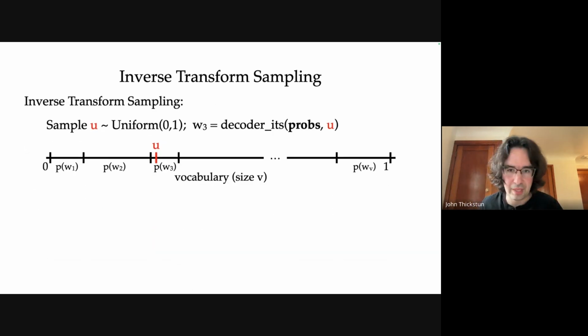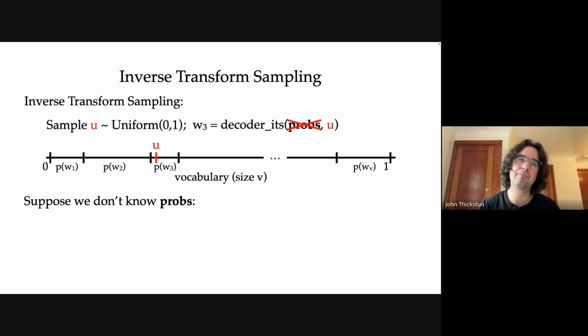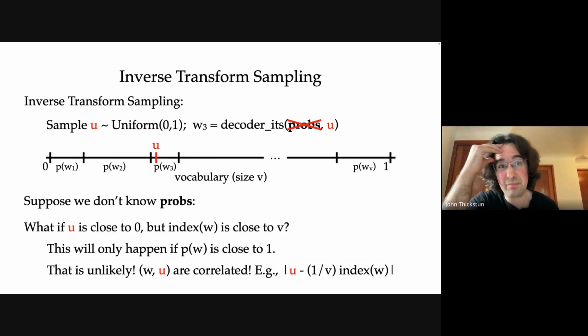So that's inverse transform sampling. Now, suppose we don't know the probs. We don't know the probabilities, so we don't know the width of these buckets. What can we do? Can we do anything? Well, it turns out that we can.